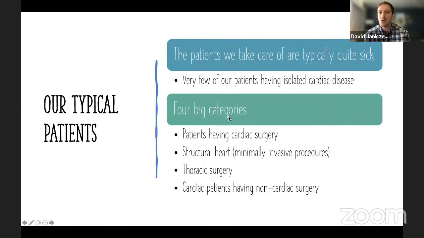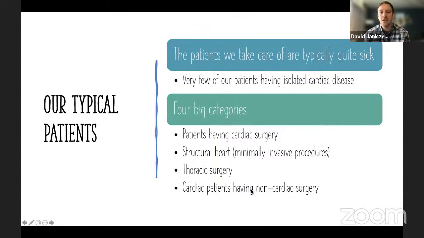I want to split our patients into really 4 big categories. So 1, patients having cardiac surgery. So patients having surgery on their heart. That one's pretty straightforward. Structural heart. So this is the new field where we're replacing valves and those types of things through a catheter that they place in the groin. These are the minimally invasive procedures. Thoracic surgery, that's lung surgery. So maybe the patient has a lung mass that they need to get resected. We can take care of those patients.